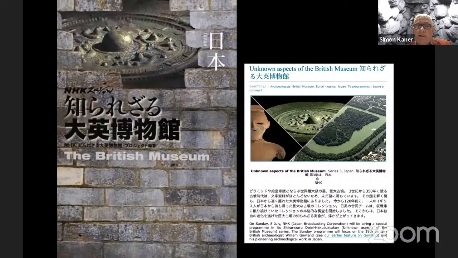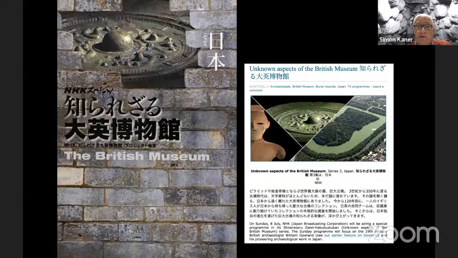Now, the Gowland project ran for about a decade, from just about 2009 through to about 2019. And as I said, it was very much an international project led by the leading archaeologists of the Kofun period in Japan. And one of the outputs was this wonderful book, Shirarezu Daie Hakabutsukan, the British Museum that you don't know about. And this was based on a series of 4 television programs produced by the Japanese state broadcaster NHK to celebrate the London Olympics.